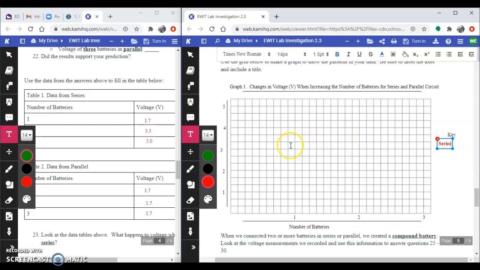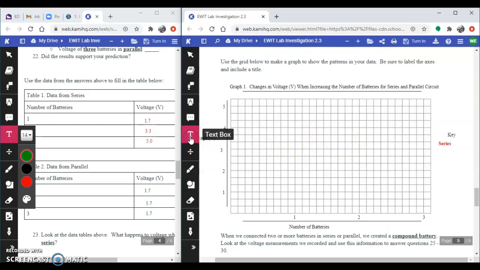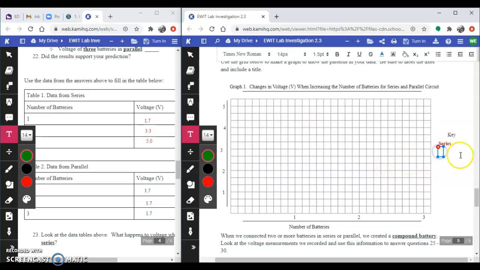And that green is for parallel. And of course you can make any color you want, but I figured it's getting close to Christmas season, so why not use Christmas colors? Okay, so first I want to plot the series in red.